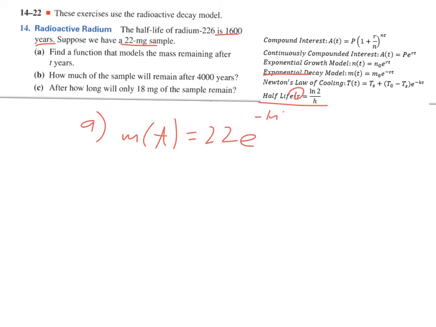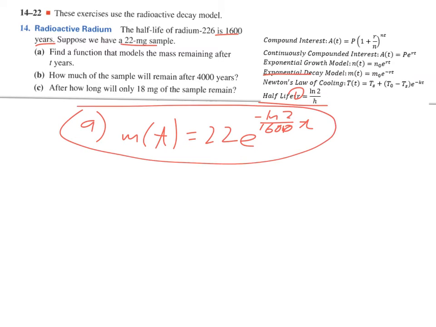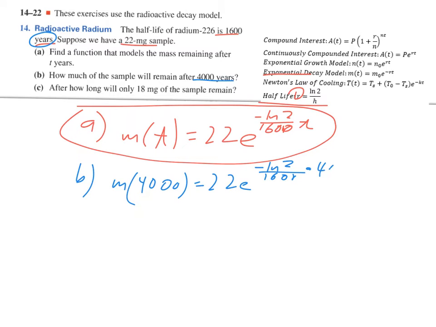And then we'll do e to the negative ln2 over 1,600 times t. So that's just my answer for part A, really just setting up the functions. And it says how much of the sample will remain after 4,000 years. So I do need to be careful on units here. I see that my units were in years to start with, so I can just use 4,000 then. And so that means I'm going to plug in 4,000 in here for t, like so.